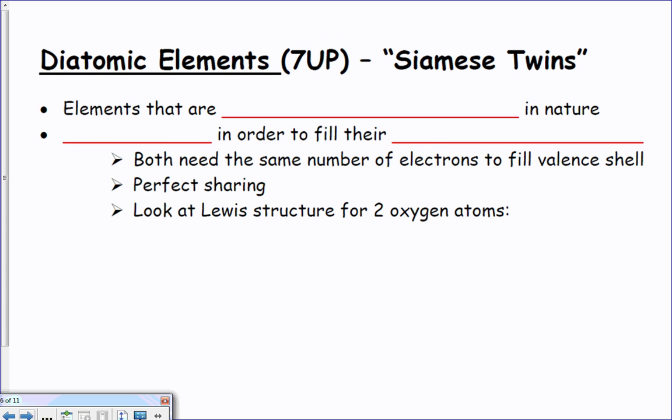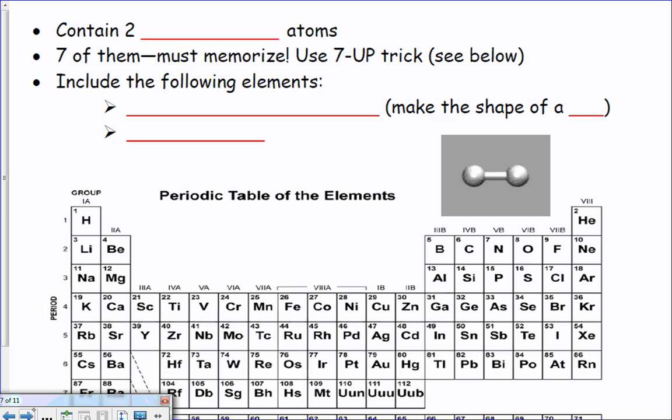Diatomic elements. They're by themselves, what we call unstable, so they pair up in order to fill their valence shells. They do have perfect sharing. We'll get into that later when we get into bonding. You just need to know which ones they are. So let's see if that's on the next page. Yep. So they contain two identical atoms.